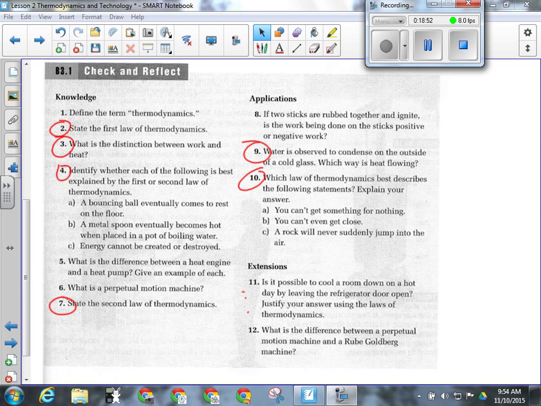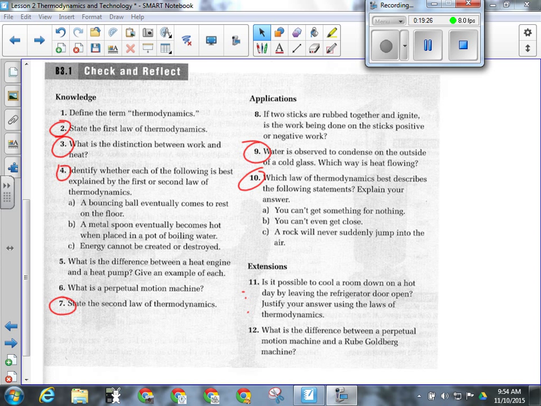Okay, so let's just quickly go through these here, guys. First law of thermodynamics, very simply, energy can't be created and it can't be destroyed. It's the law of conservation of energy, right? For question number 3, distinction between work and heat. What do they have in common? They're both transfers of energy, but the energy they transfer is different. What is heat transfer? Thermal energy, and work transfers mechanical energy. That's what we've got to remember about them.